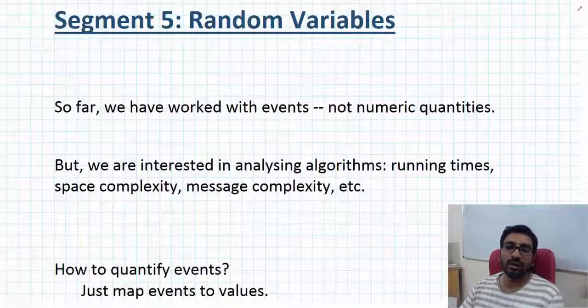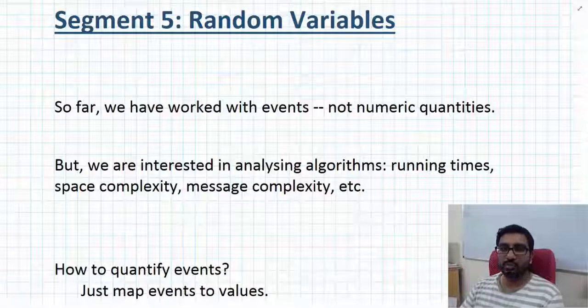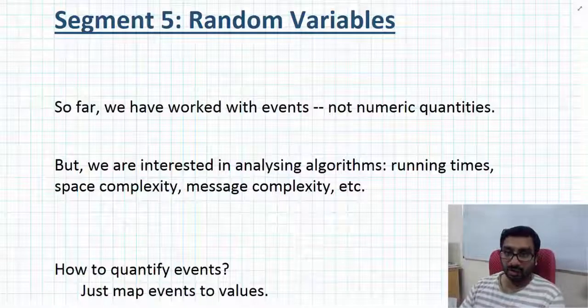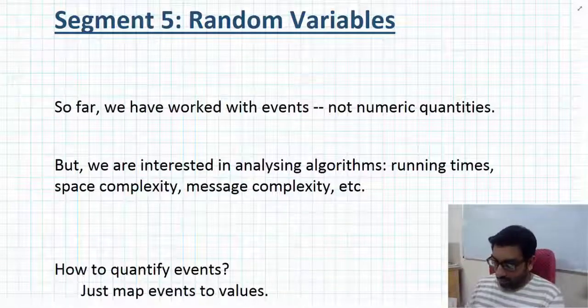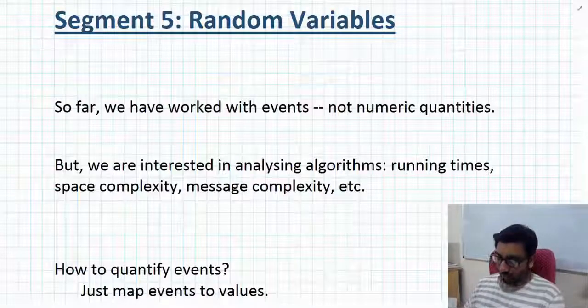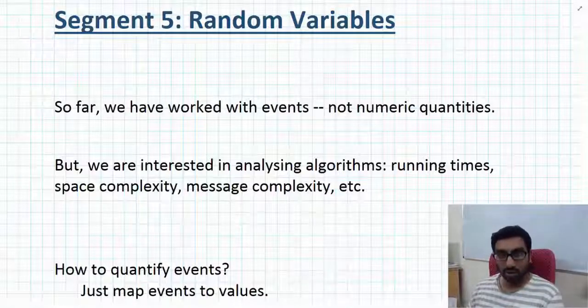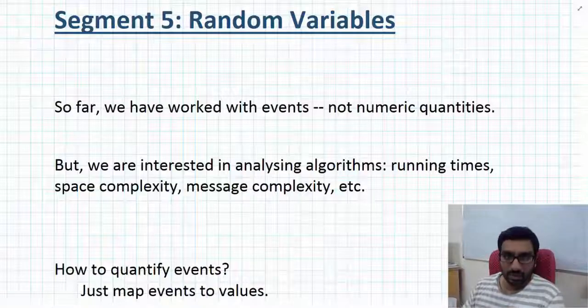In the first lecture, the lecture on probability theory, a quick review. And in this segment, we're going to talk about random variables. So let's motivate the notion of random variables. We've worked with events so far. The issue with events is that they're not numeric quantities. Events are subsets of a sample space.